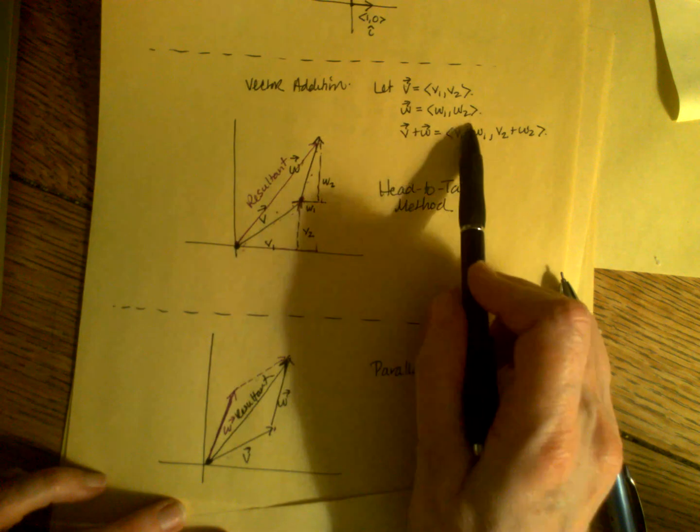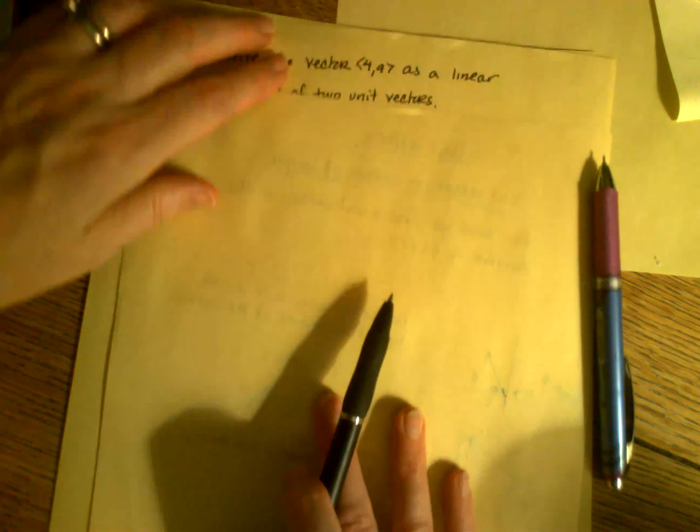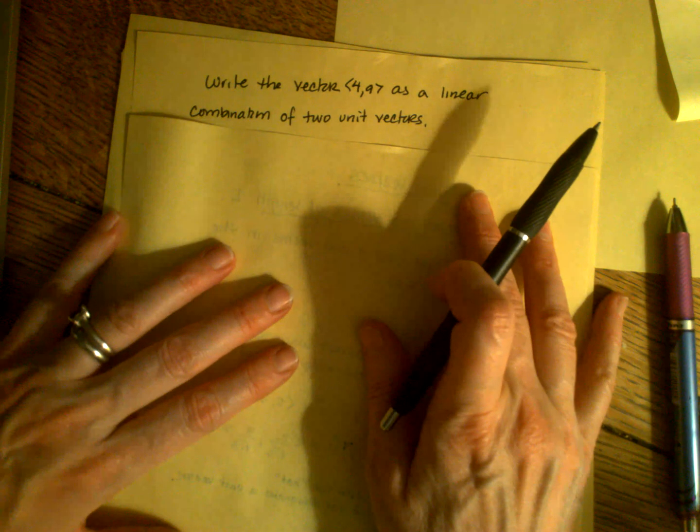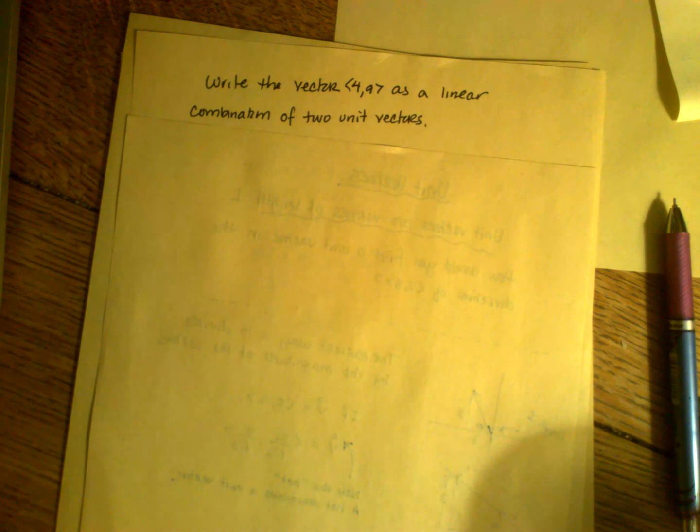And algebraically, you're simply adding corresponding components. Okay, so next question. I want you to write the vector 4, 9 as a linear combination of two unit vectors. Pause the video.